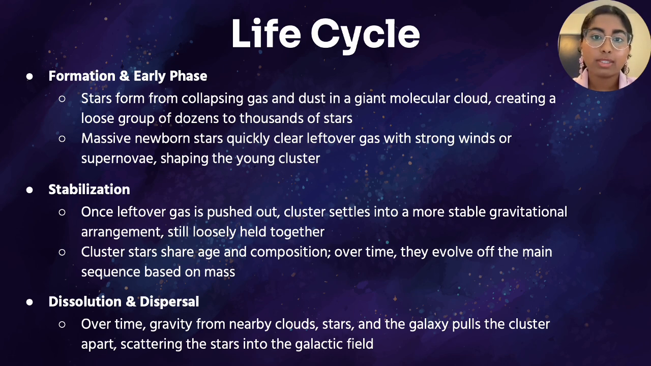Once that leftover material is cleared out, the cluster stabilizes a bit. The stars are still loosely bound by gravity, but now they've settled into a recognizable group. Since they've all formed from the same material at the same time, they share a common age and composition, though each one evolves differently depending on its mass.